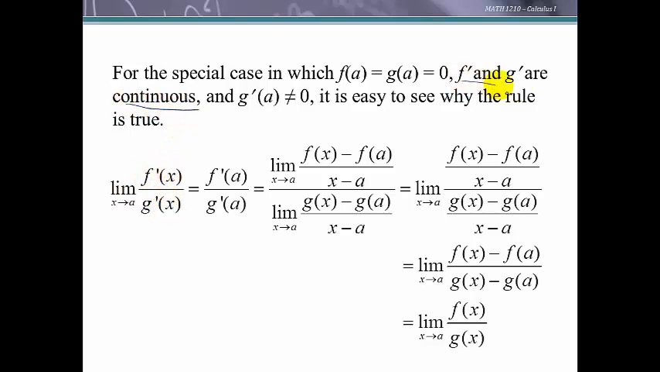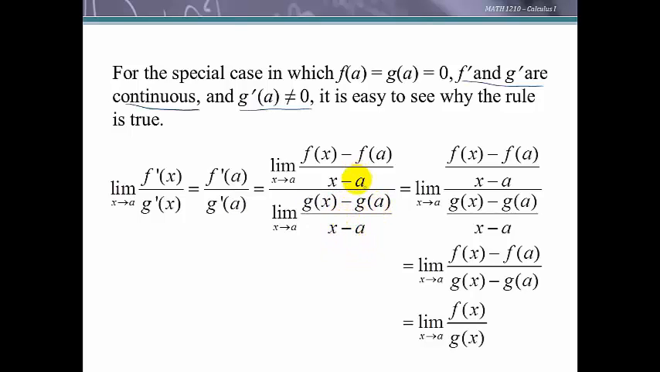Because f prime and g prime are continuous and g prime at a is not 0, we can directly evaluate. So that equals f prime of a over g prime of a. Now let's go to the limit definition of derivative. So f prime of a is the limit as x approaches a of f of x minus f of a over x minus a. And similarly, g prime of a, using the limit definition, is the limit as x approaches a of g of x minus g of a over x minus a.